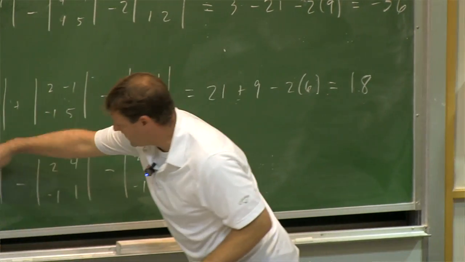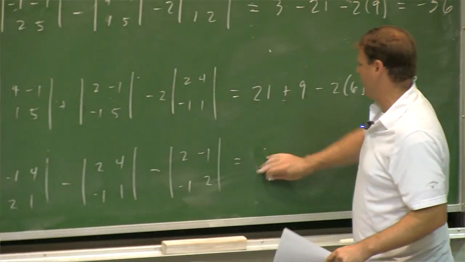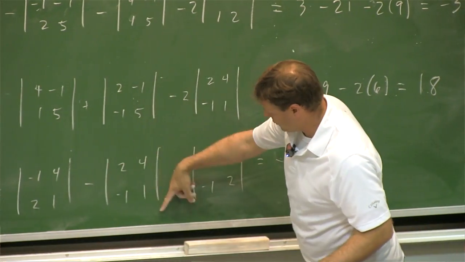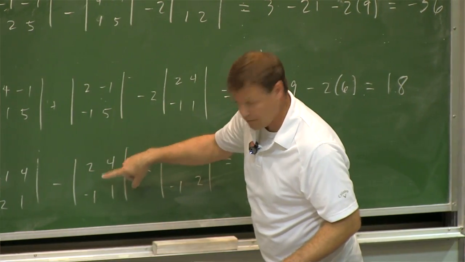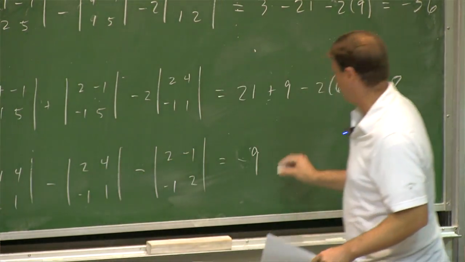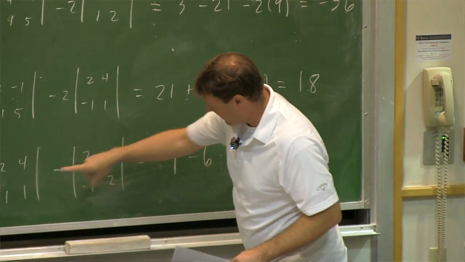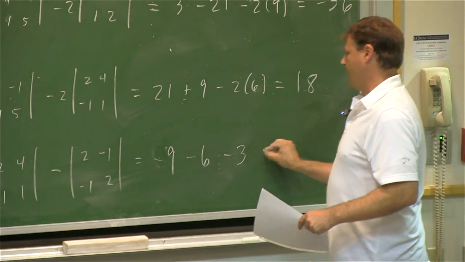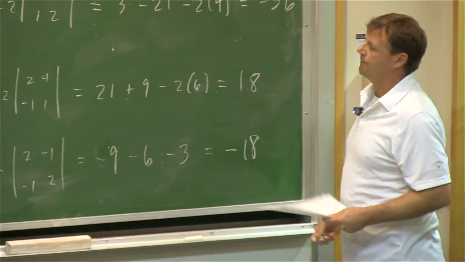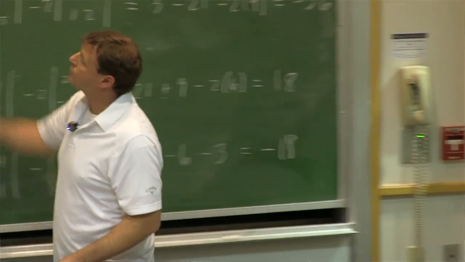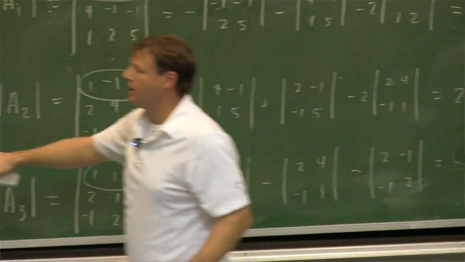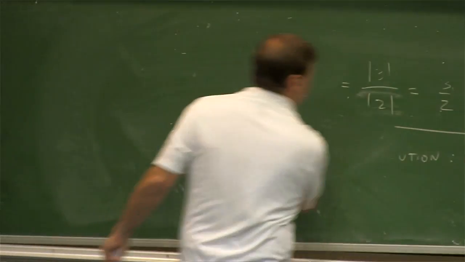Okay, this guy is negative 1 minus 8, which is negative 9. Then 2 minus negative 4 is positive 6, but I got a minus out front, so minus 6. And then 4 minus 1 is 3 with a negative. So that's negative 18, and we're home free. Those 4 matrices are everything I need in order to get the 3 variables.